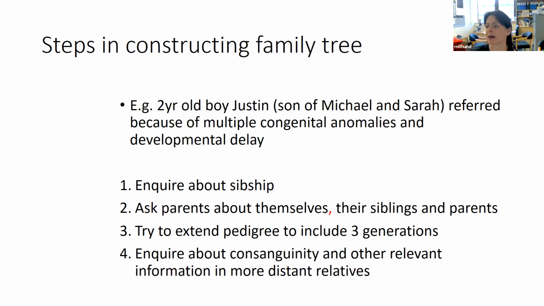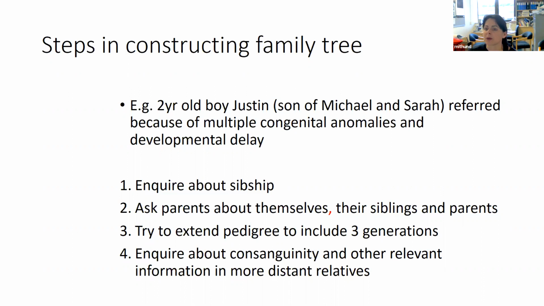So we're just going to do the family tree, and in our case, the proband is the 2-year-old boy called Justin. He's the son of Michael and Sarah, and he's been referred to us because of multiple congenital anomalies and developmental delay. When you've got pen and paper, you can draw that little family unit to start with.